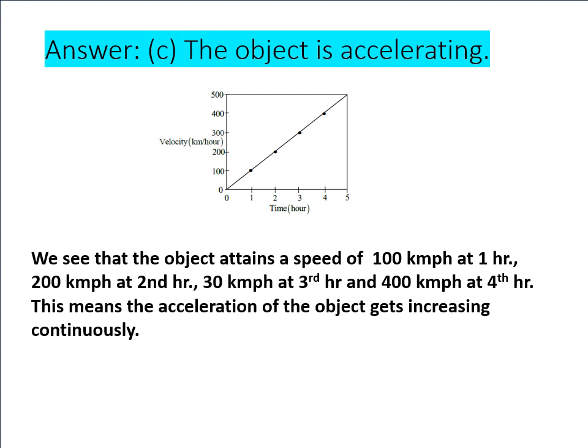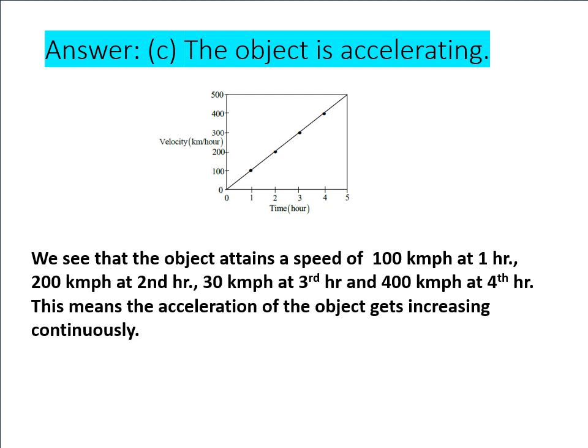Now look at the graph carefully. The velocity attained by the object at exactly the 1 hour intervals is depicted there. The variation is a straight line passing through the origin also. So its slope is 45 degrees, but it doesn't mean that the acceleration is constant, because it is a velocity versus time graph.